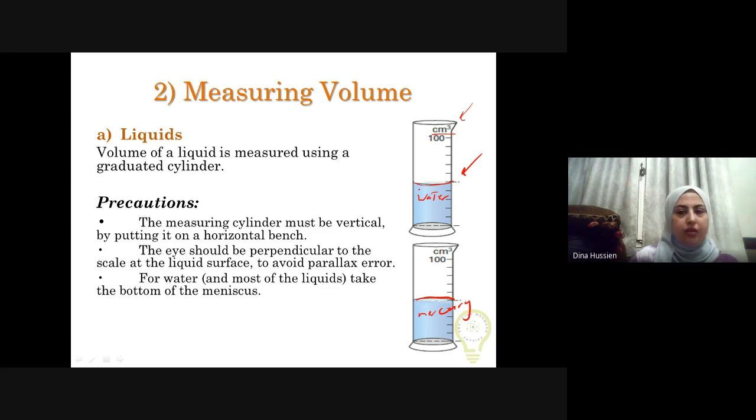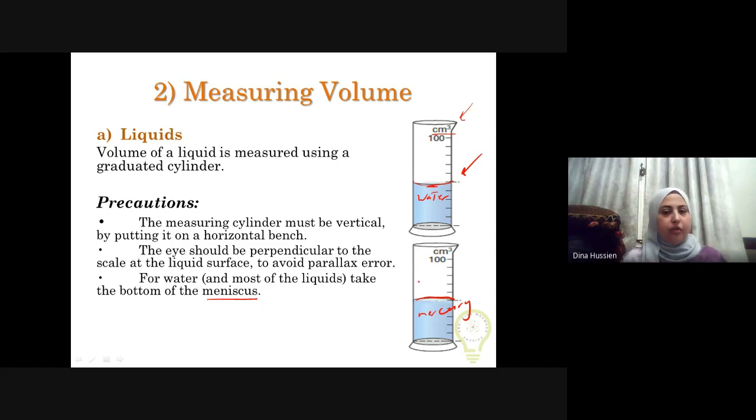We call this curvature a meniscus. The level of the liquid takes a curved shape, and we call it a meniscus. So this meniscus, how can we take the reading? It's curved, it's not straight. If it's like water, with a curvature like this, we take the reading from the bottom of the meniscus, from the lowest point.